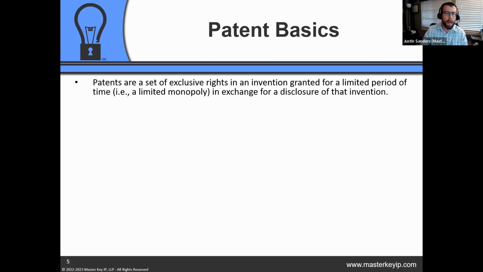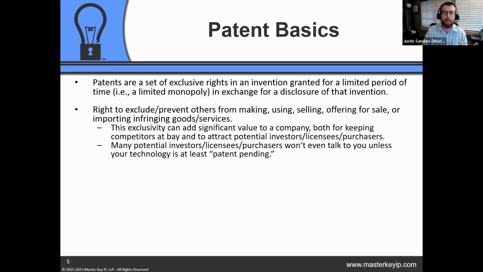And so what a patent gives you basically is the right to exclude or prevent others from making, using, selling, offering for sale, or even importing infringing goods or services into whichever country where you have this patent protection. This is on a country by country basis. So if you have a patent in the US, that US patent is going to give you these rights. No one in the US can make, use, sell, offer for sale, or even import infringing products or services into the US. And the same type of protections can be attained in other countries as well.